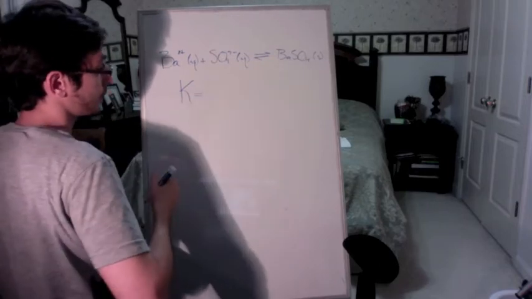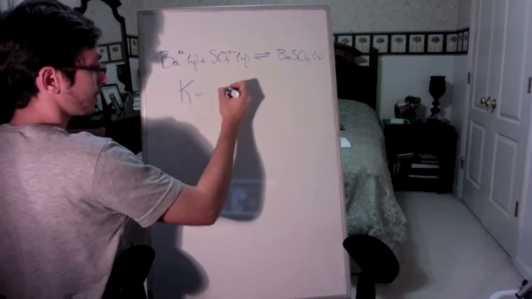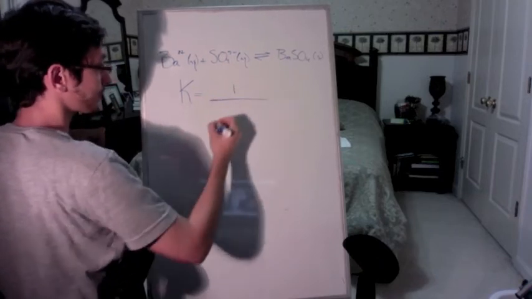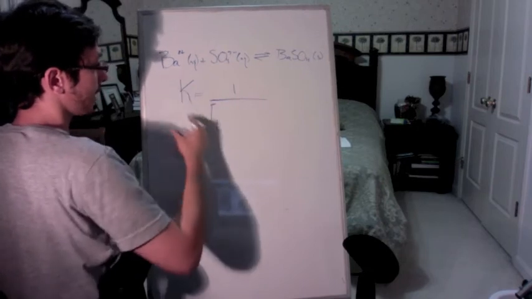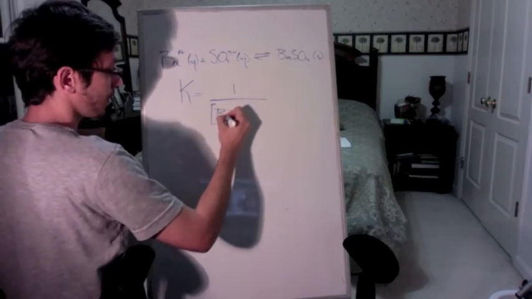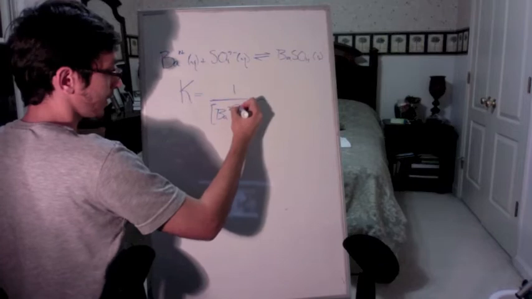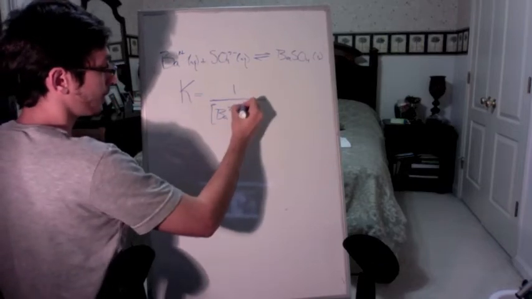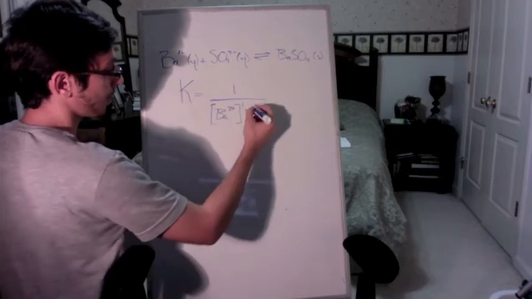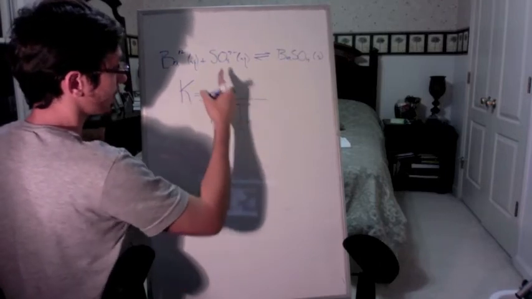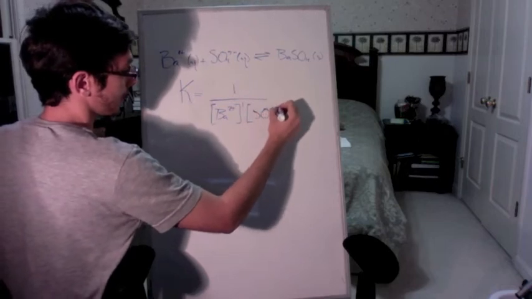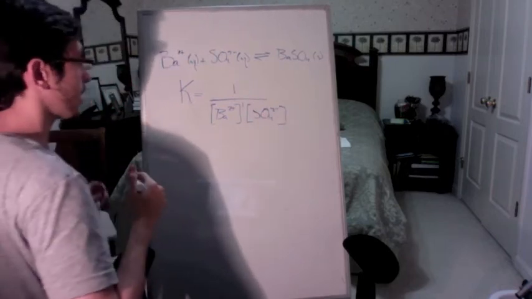Rather than have the concentration of barium sulfate, since it's a solid, we're just going to have the number 1. And then we proceed as we did before with the concentration of reactants in the denominator, coefficient of 1. We're just going to write it for the sake of note keeping, times the concentration of the sulfate ions. Okay, there you go.